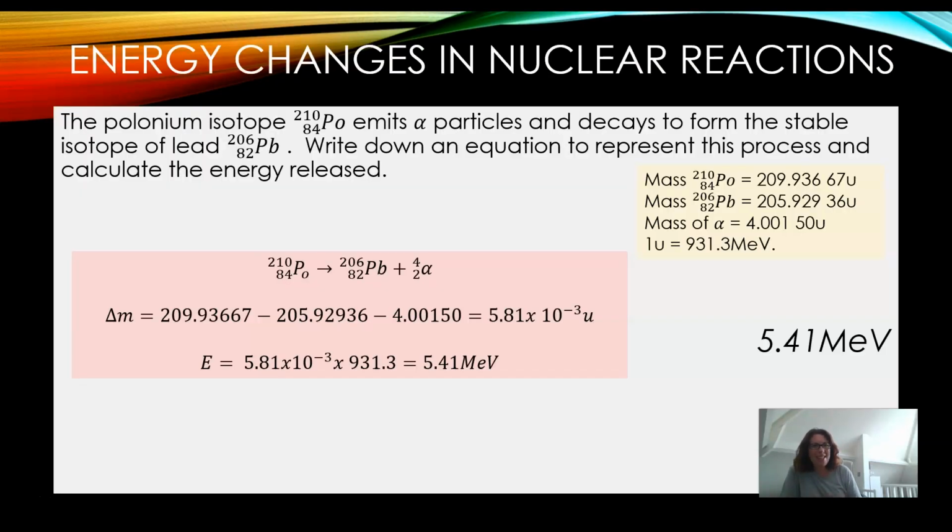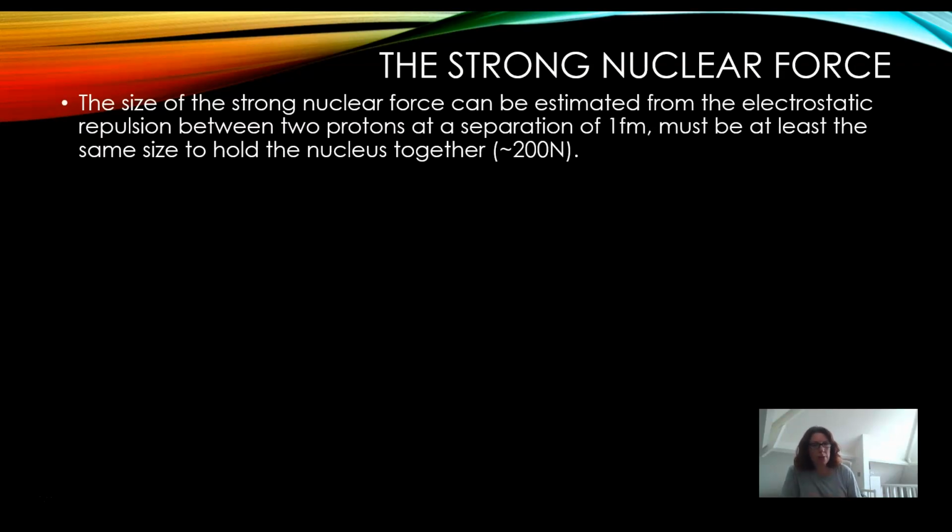So why is there this change in mass? Why is this heavier than these two added together? It's to do with the strong nuclear force. So we learned about it in our particles topic. The size of the strong nuclear force can be estimated from the electrostatic repulsion between two protons at a separation of 1 femtometer. And it must be at least the same size to hold the nucleus together.